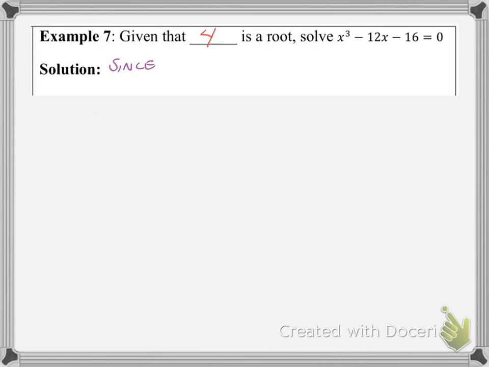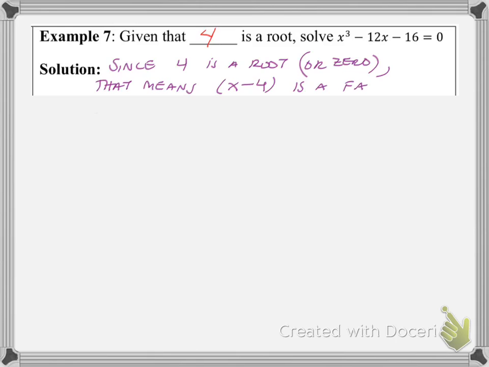Since 4 is a root, which means it's also a 0 of this function, that means that x minus 4 is a factor of x cubed minus 12x minus 16. So what we can do is synthetic division, right?